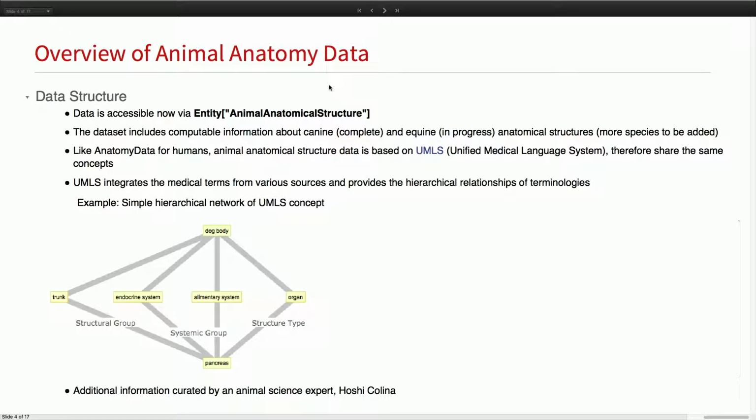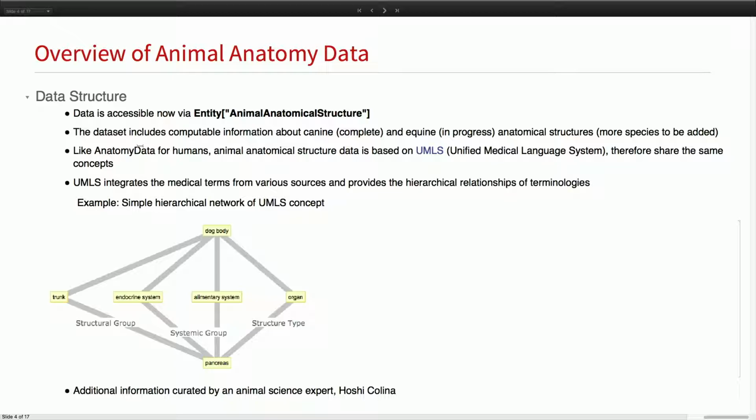Our data is now accessible via the new entity type called animal anatomical structure. And this data set includes comparable information about canine and equine anatomical structures. But some curations are still in progress, so the data should be expanded further in the near future.